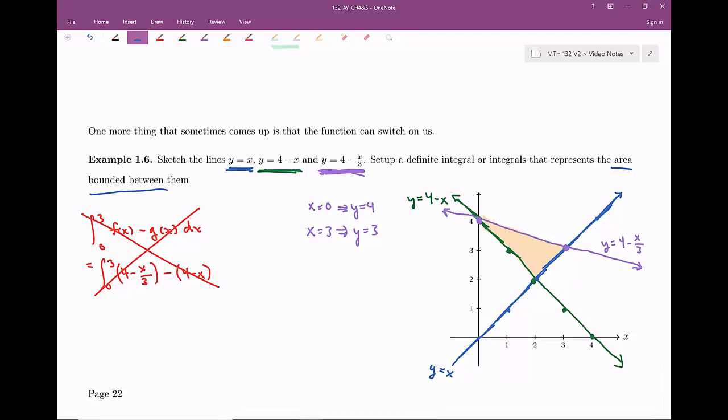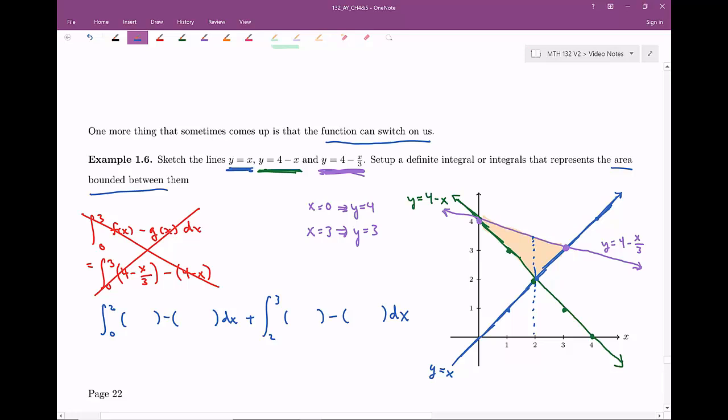And this comes up with the idea that, in order to get this area, let's break it up and do the interval from 0 to 2 of some big function minus some small function, dx. And then again on the interval from 2 to 3 of some big function minus some small function, dx. Because at 2 here, we see that the small functions change on us. And that's what I said, the functions can switch on us. In this case, the small function switches from 4 minus x to y equals x.